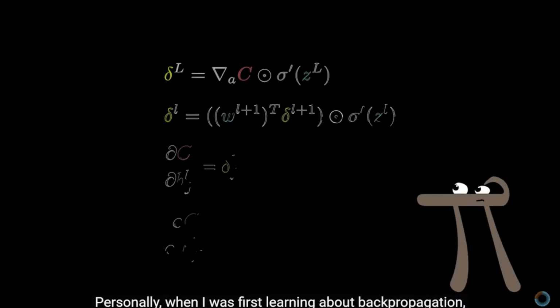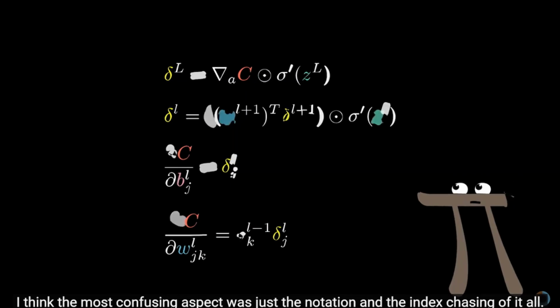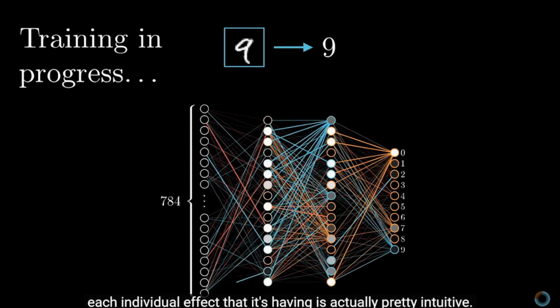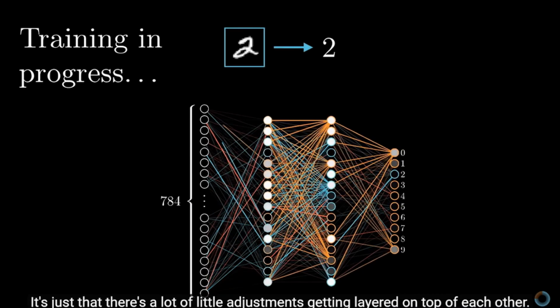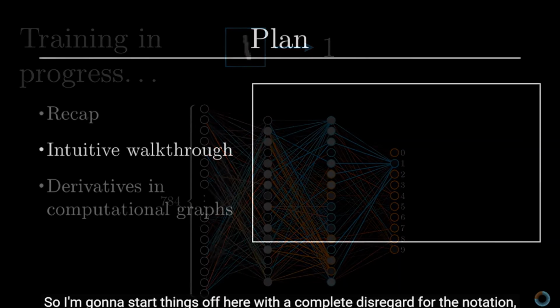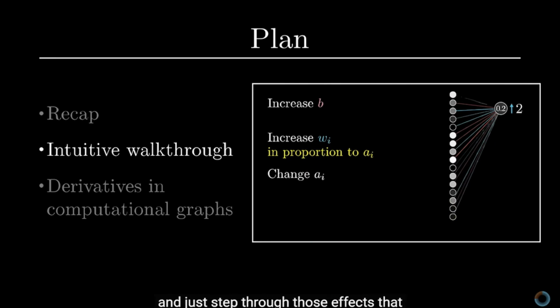Personally, when I was first learning about backpropagation, I think the most confusing aspect was just the notation and the index chasing of it all. But once you unwrap what each part of this algorithm is really doing, each individual effect that it's having is actually pretty intuitive. It's just that there's a lot of little adjustments getting layered on top of each other. So I'm going to start things off here with a complete disregard for the notation, and just step through those effects that each training example is having on the weights and biases.